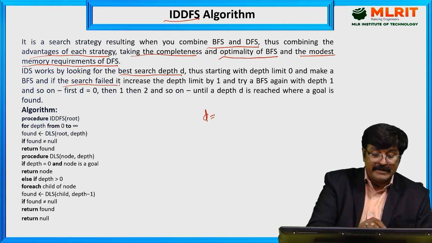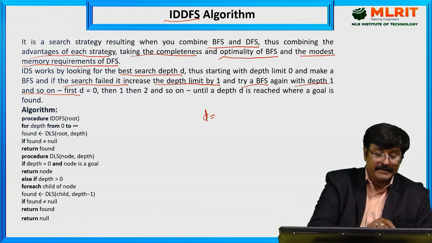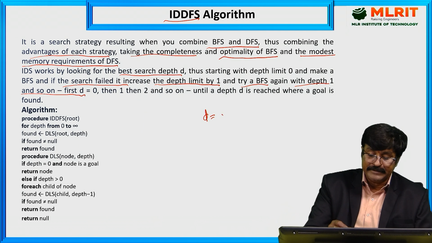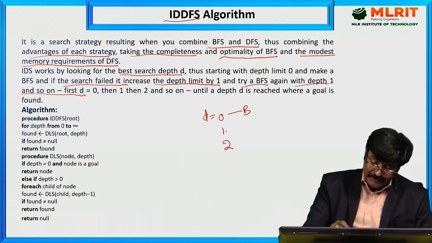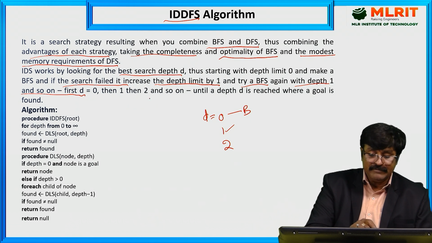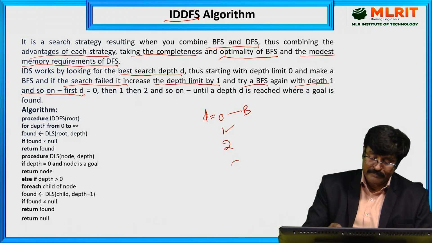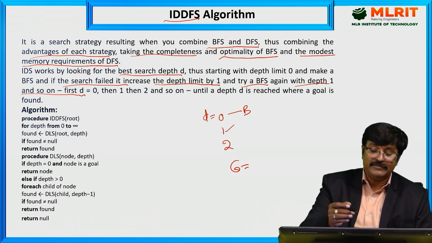If the search fails, it increases the depth limit by 1 and tries again, and so on, increasing gradually. The depth limit is initially 0, then 1, then 2, visiting the breadth level, then the depth level increases further until you find the goal. Then 1 and 2 and so on until depth D is reached where the goal is found. Till the goal is found, we keep increasing the depth limit gradually. That is the iterative deepening depth first search algorithm.